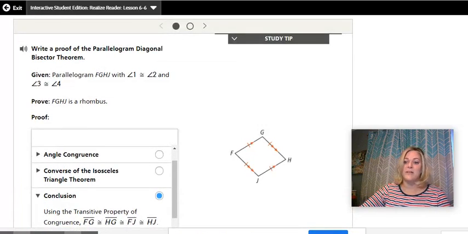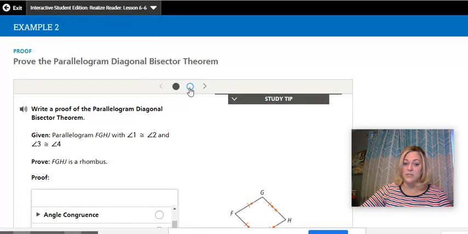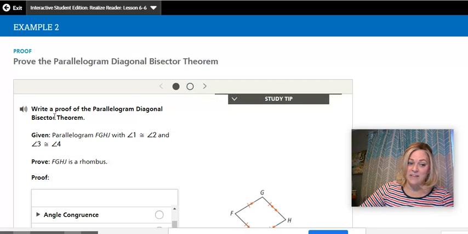It is very helpful to see the big picture as to why, if the diagonals bisect each other, it would be a rhombus.